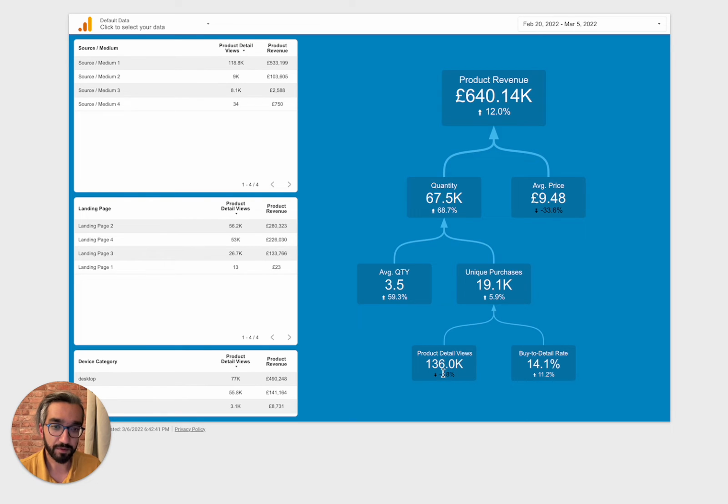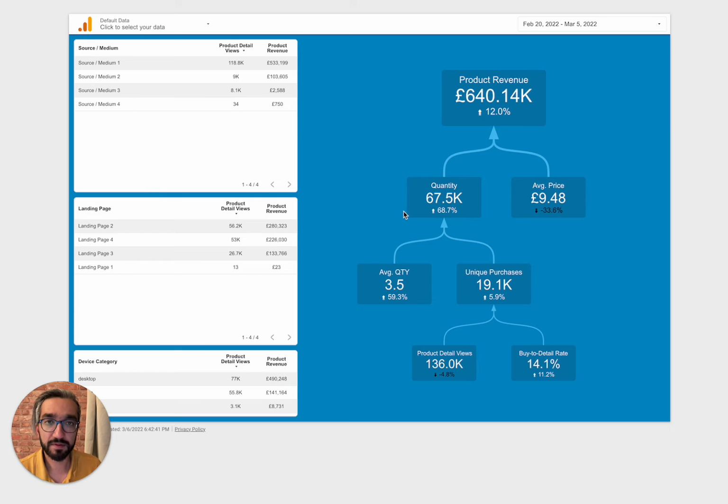This is almost stable, with only a 5% decrease in the product detail page view, but the buy to detail rate has increased by 11%. And that is why we have 6% more unit purchase. But the main increase has come from average quantity, and that leads to overall quantity. But the average price has decreased significantly, so that is why we don't have enough revenue increase.